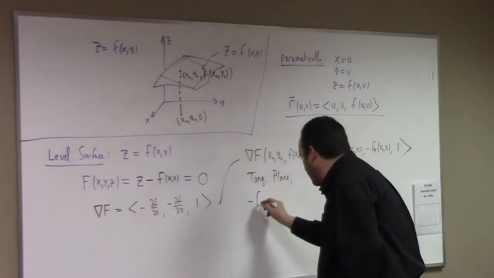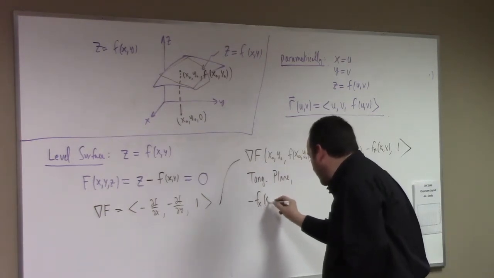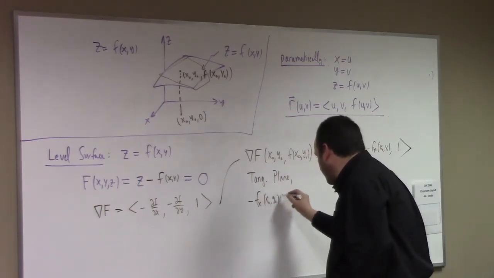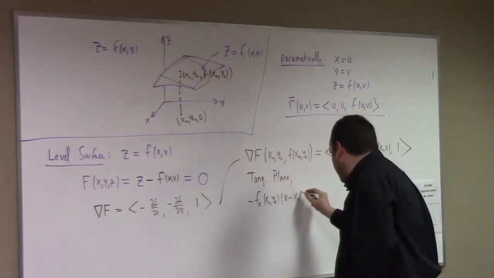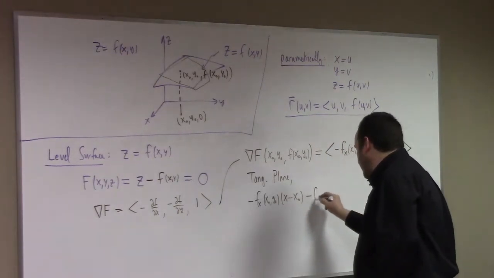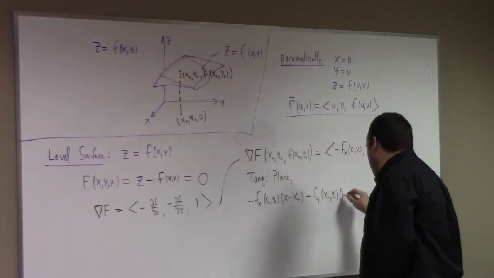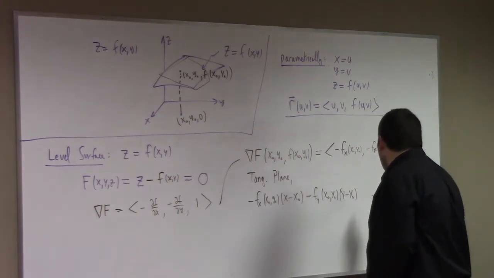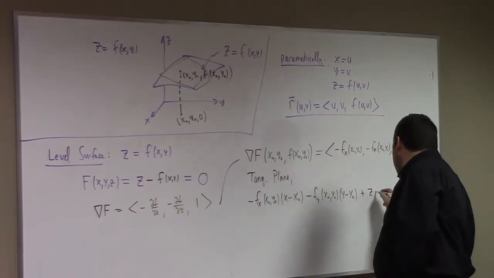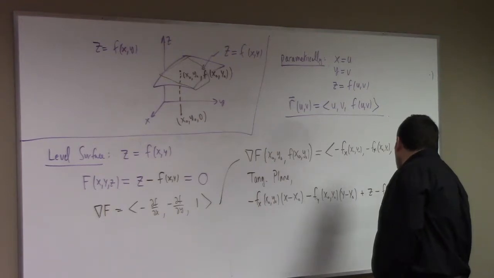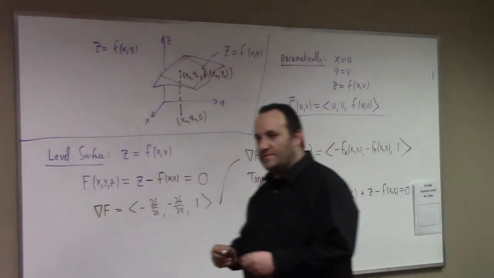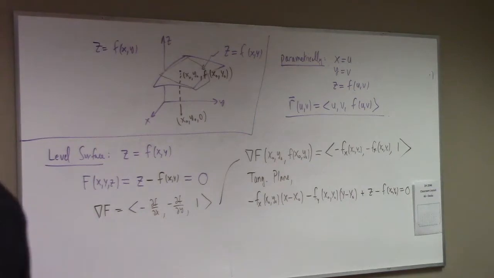We have minus f sub x at the point x naught, y naught, times x minus x naught, minus f sub y at the point x naught, y naught, times y minus y naught, and then plus z minus f of x naught, y naught, equal to 0. That's the equation of the tangent plane to the graph at the point x naught, y naught.